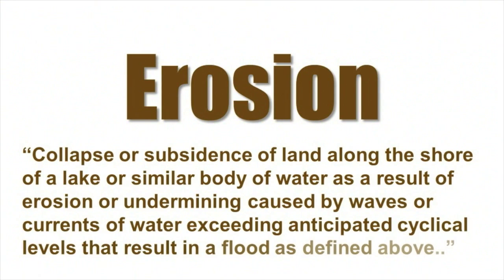Now, the second part of the definition states the collapse or subsidence of land along the shore of a lake or similar body of water as a result of erosion or undermining caused by waves or currents of water exceeding anticipated cyclical levels that result in a flood as defined above. Whew, that's a mouthful. What that translates to is that erosion caused by a flood is covered. Gradual erosion, erosion caused over time, is not covered.